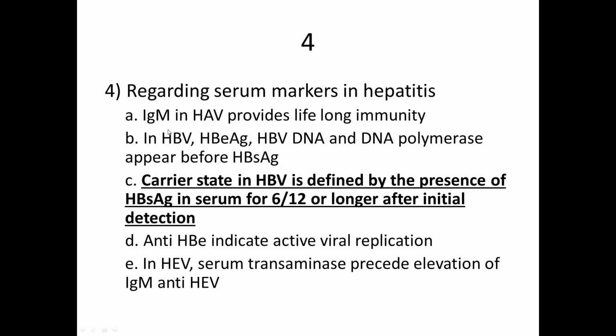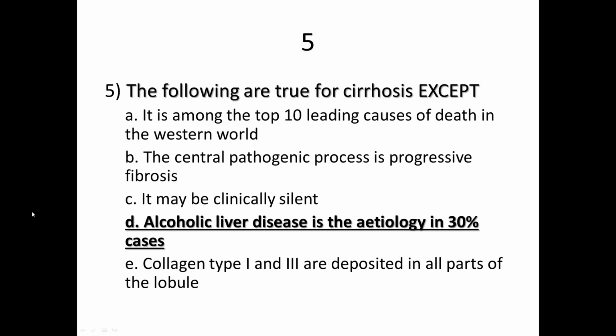Regarding serum markers in hepatitis: IgM in HAV provides lifelong immunity; in HBV, HBe antigen, DNA polymerase appear before HBs antigen. For that, they have to know the whole serology, which by horizontal integration they would already have finished in microbiology, and this can be reinforced through our MCQs. Carrier state in HBV is defined by the presence of HBs antigen in serum for 6 to 12 months or longer after initial detection. The one highlighted and underlined is the right answer. Then they can try to understand why the other options are wrong, so they will not get confused.